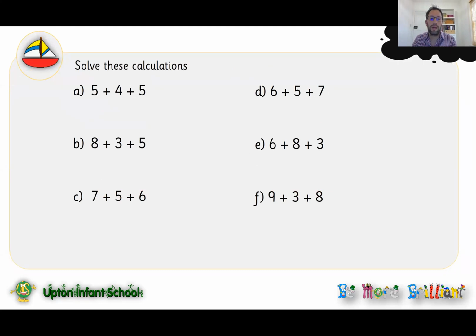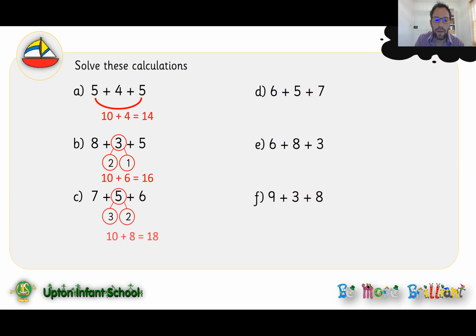On to the next challenge. Okay, question A. Oh, look, 5 add 5 makes 10, and 10 add 4 makes 14. Question B, no, I can't see a way of making 10 there, so I'm going to have to partition. I can partition 3 into 2 and 1, and then I can make 10. 10 add 6 is 16. On to the next one, I've partitioned the 5 into 3 and 2, so 3 and 7 make 10, 6 and 2 is 8, 10 and 8 is 18.